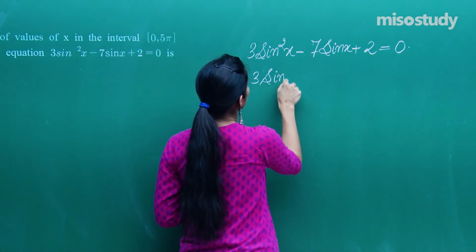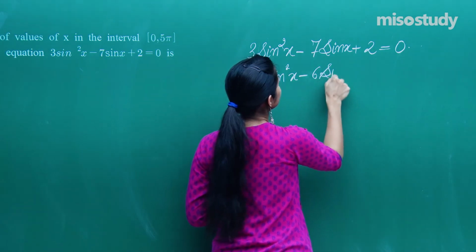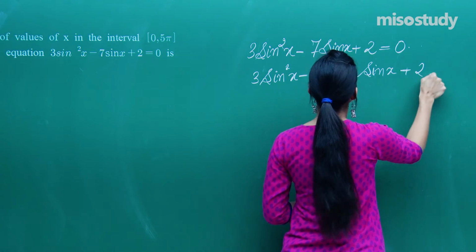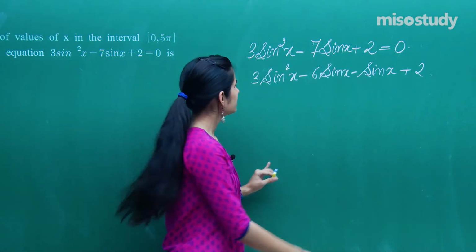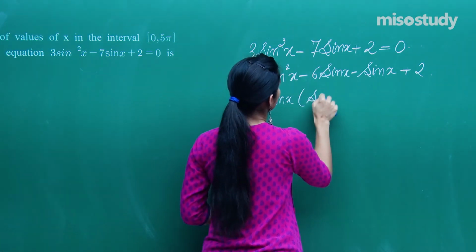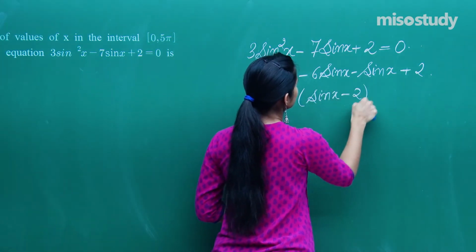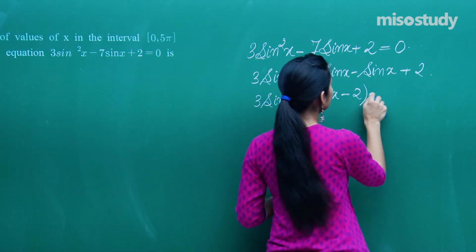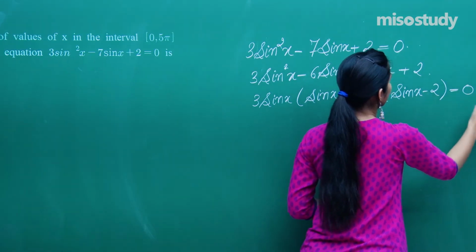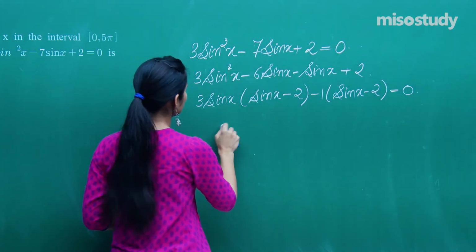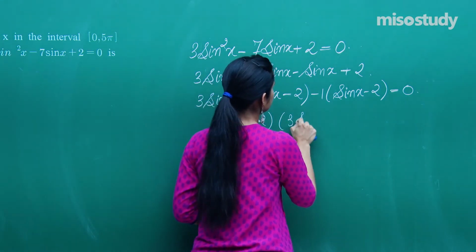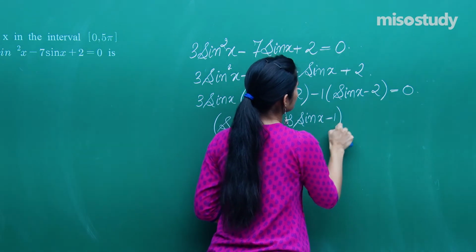Break the middle term. 3 sine square x minus 6 sine x minus sine x plus 2. Right? You can take out 3 sine x common. You are left with sine x minus 2 minus 1 sine x minus 2. Fine? This gives you what? Sine x minus 2, 3 sine x minus 1.